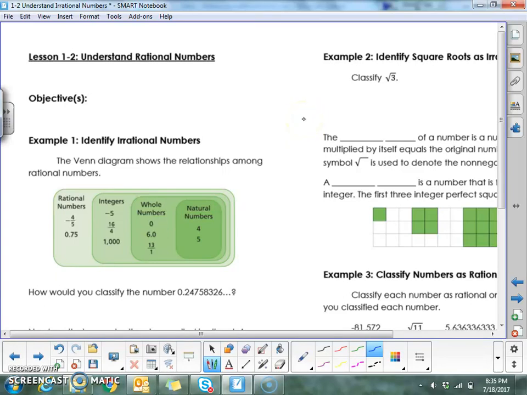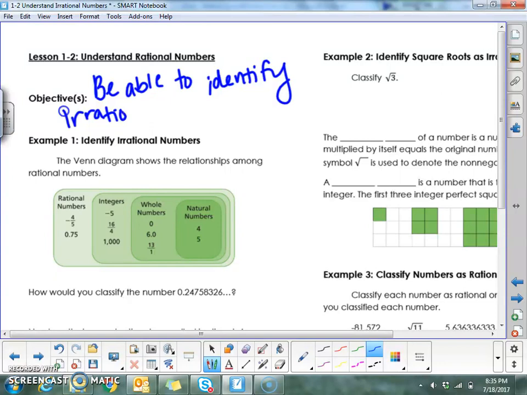All right, lesson 1-2 was understand rational numbers. So the objective for today was to be able to identify irrational numbers. So for example 1, they had a Venn diagram that shows the relationship among rational numbers.